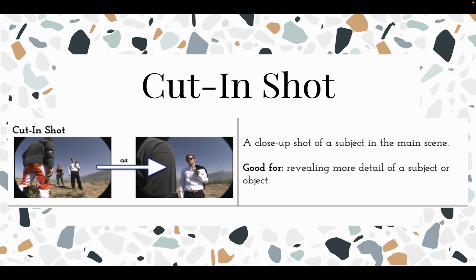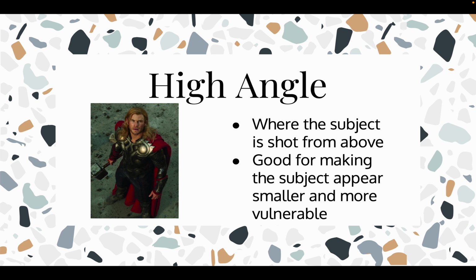You can have a cut-in shot, which is a close-up shot of a subject in the main scene, and it's really good for revealing more details of a subject or object. You can have a high angle, which is where the subject is shot from above. It's really good for making the subject appear smaller and more vulnerable.